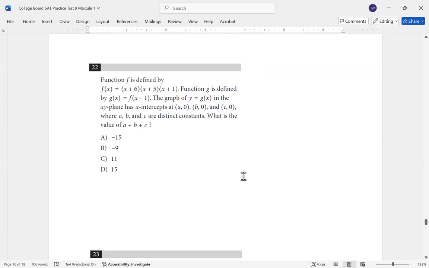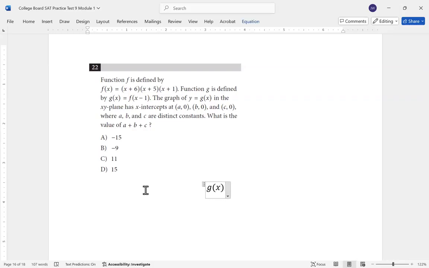Question 22. Function f is defined by f of x is equal to x plus 6 times x plus 5 times x plus 1. Function g is defined by g of x is equal to f of, in parentheses, x minus 1. The graph of y equals g of x in the xy plane has x-intercepts of (a, 0), (b, 0), and (c, 0), where a, b, and c are distinct constants. What is the value of a plus b plus c? Again, there's harder and easier ways to do this.